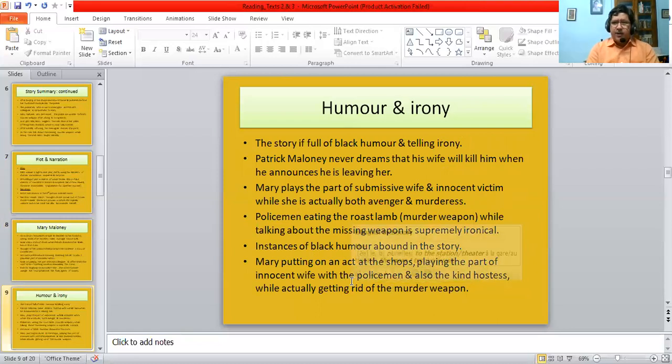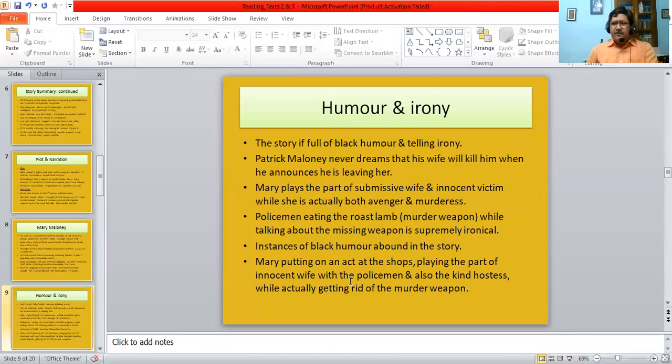Now, the story is full of black humor and telling irony. Patrick Maloney never dreams that his wife will kill him when he is announcing he is leaving her. So he makes the announcement, and the effect that this announcement has is totally unthought of or undreamt of by him. Now, Mary plays the part of a submissive wife, an innocent victim, when she is with the police officers, but actually she is both an avenger and she is a murderess. So again, there is irony over there.